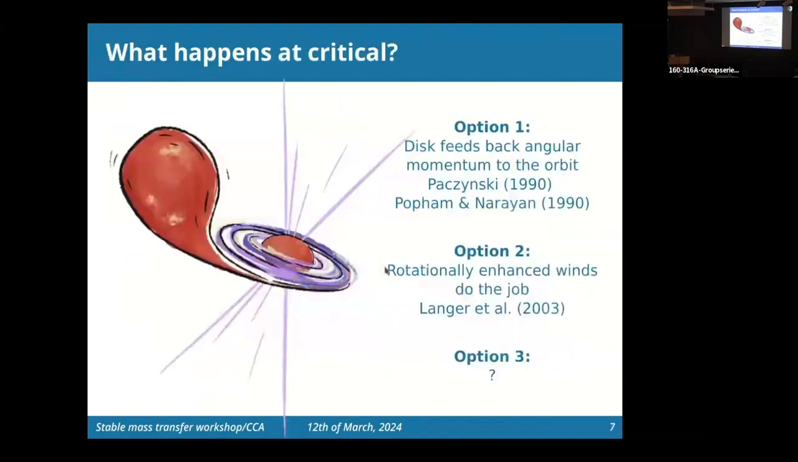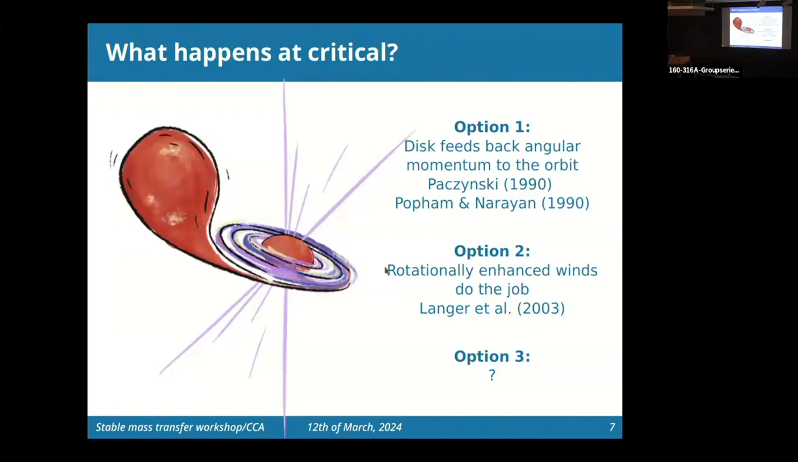Now, what happens then? What are our options? So Matthew in his slide pointed out these two already. Option one, the disk feeds the angular momentum out. This is what disks like doing. They bring matter in, they keep angular momentum out. That's essentially their whole deal. So potentially, if the mass transfer rate gets too high and it's not accepting material, we form a thicker accretion disk that can transport this angular momentum and feed it back to the orbit.